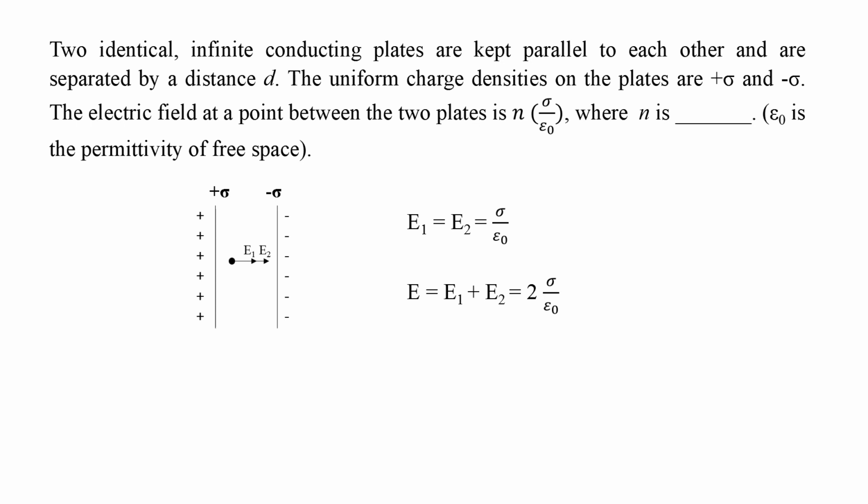So in this case, we know electric field is equal to sigma by epsilon naught. For a point between the two plates, the electric field from plate 1 and from plate 2 will both be in the same direction. So the net electric field will be E1 plus E2, that is sigma upon epsilon naught plus sigma upon epsilon naught, which comes out to be 2 sigma upon epsilon naught. So in this case, n will be 2. The answer is 2.